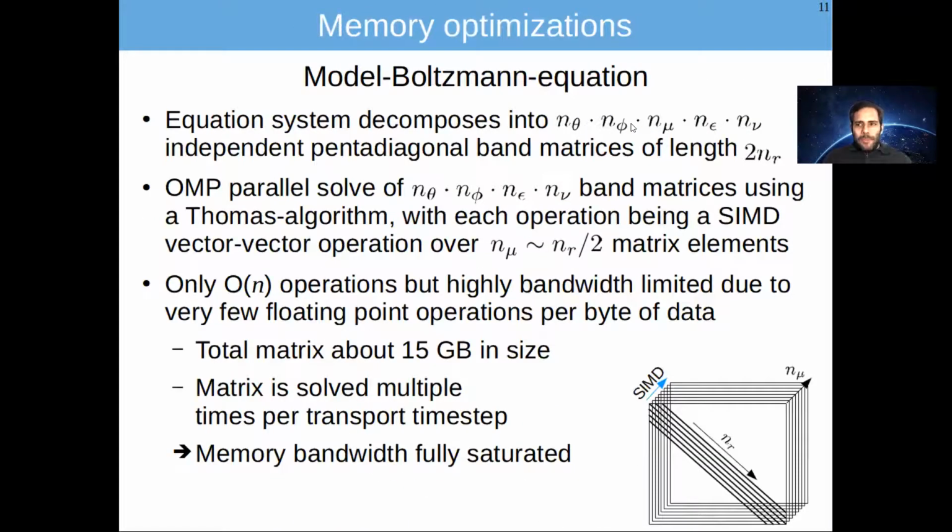The memory bandwidth optimizations are another major point, as our code, like most stencil codes, is heavily bandwidth limited. Our Boltzmann transport equation decomposes into a large set of quasi-independent pentadiagonal band matrices. The traditional way to solve such banded matrices is to use a Thomas algorithm, shortened to TDMA, which we have parallelized using OpenMP. We further employ a compact storage matrix format in which we vectorize over the independent angle cosine mu, making the matrix a 3D tensor.